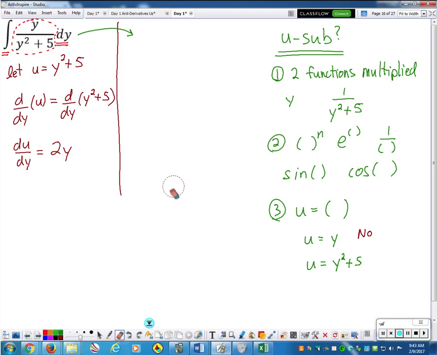Okay, we need to go to the other column now. So I start making my substitutions. So I write the antiderivative of, let's see, the y is still there. But I have 1 over u now. dy. Any questions there? Do a quick rearrangement. Any questions there? So you just split it into two.